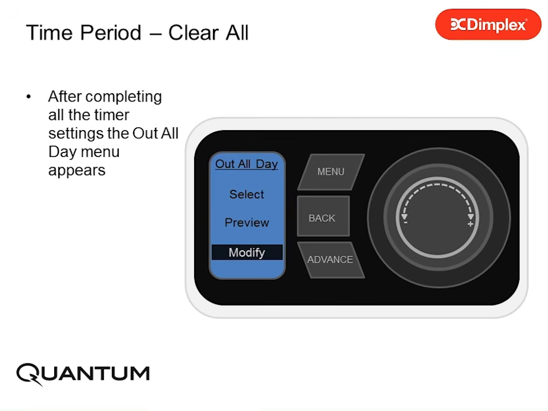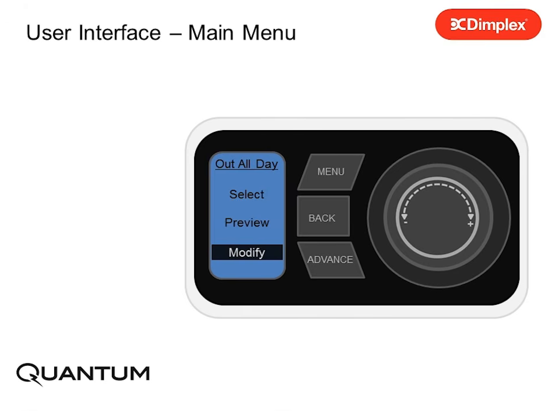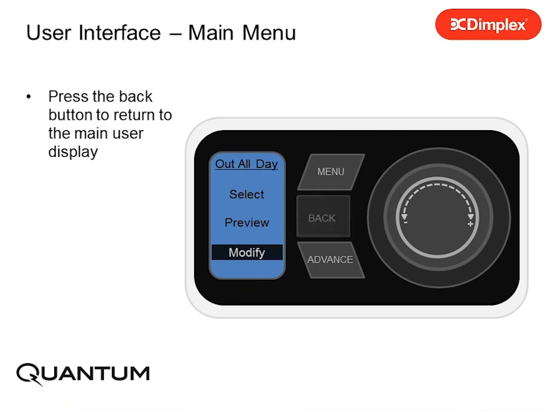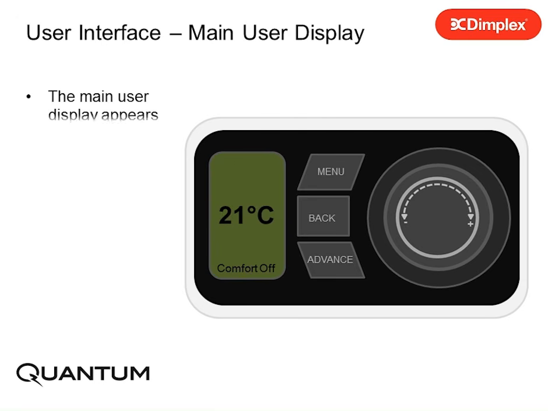After completing all the timer settings, the Out All Day menu appears. Modify is highlighted by default. Press the back button to return to the main user display. The main user display appears.